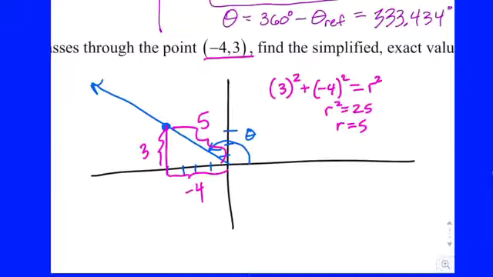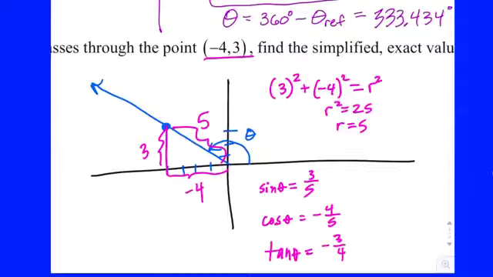All right, so let's list them. We'll do sine of theta first. It's y over r, so that's 3 over 5. Cosine of theta, it's x over r, so that's negative 4/5. And notice tangent of theta is y over x. That is 3 over negative 4, so negative 3/4.